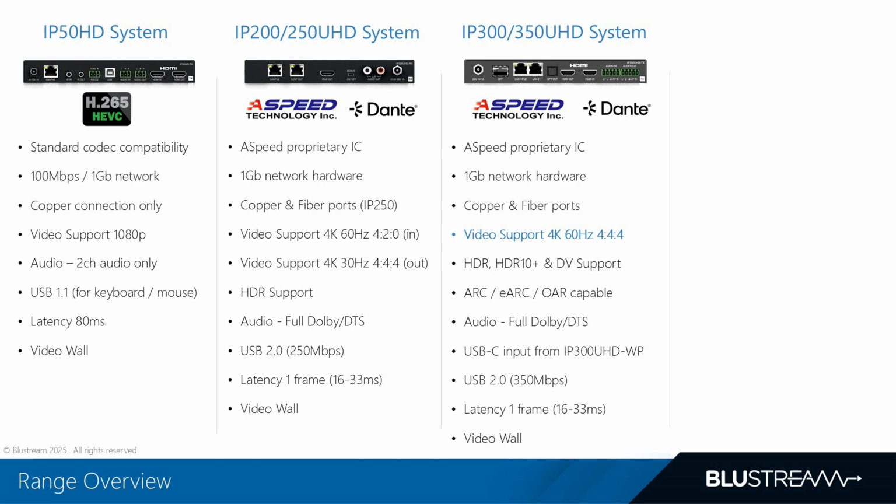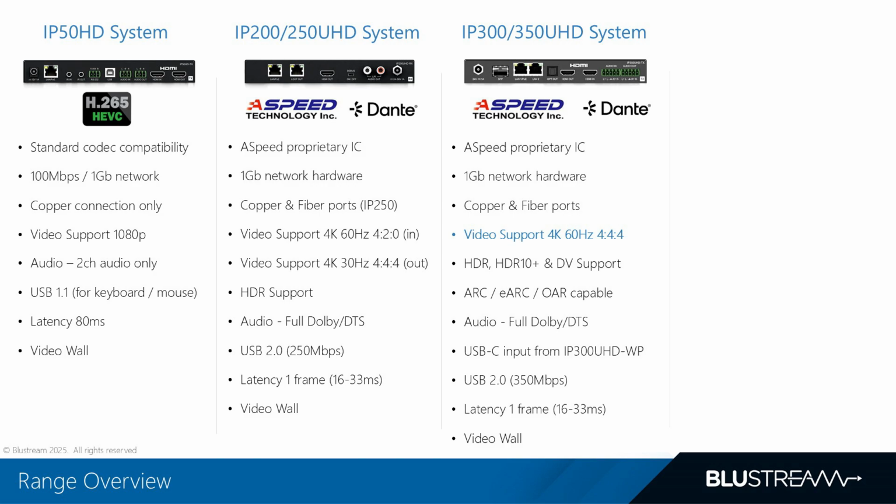Launched in 2023, the IP300 UHD is built on the latest generation of the A-speed chipset released in late 2021. And this chipset brought with it what many in the AV world have long considered the holy grail of AV over IP. True 4K 60Hz 4:4:4 video distribution over a standard 1 gigabit network and at a cost-effective price point.